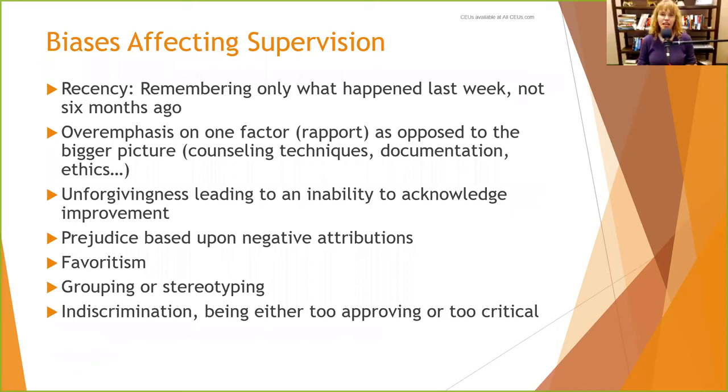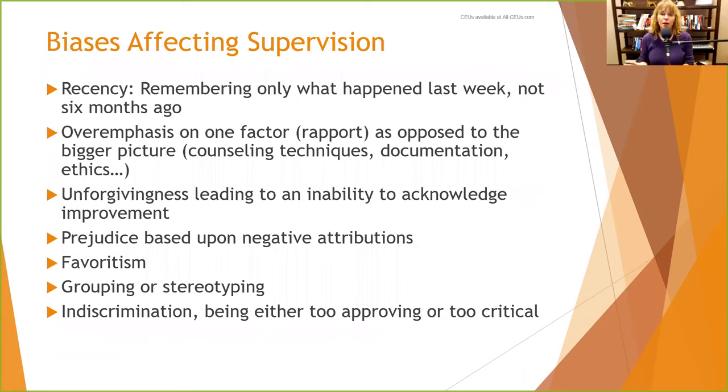Unforgivingness, leading to an inability to acknowledge improvement. Maybe they made the same mistake four times after you'd talked about it in supervision. You want to make sure that you're checking your own attitudes and also asking, why did they keep making that mistake? How am I not communicating this well, or what needs to be different?